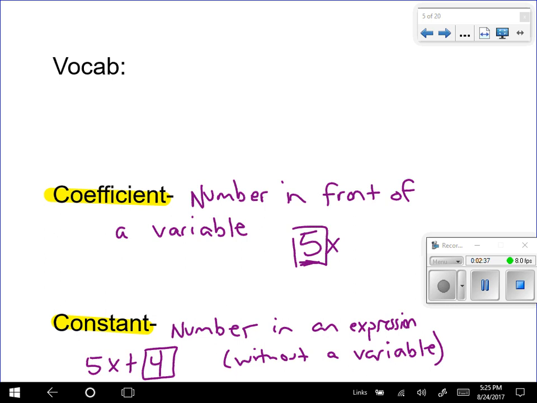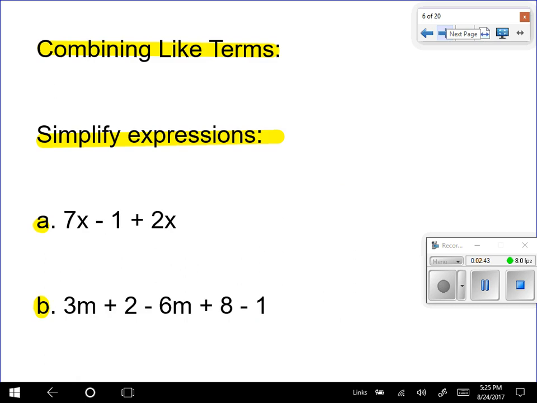Those are just added vocabulary I want you to know as we move forward, because we're going to talk about combining like terms. You've probably seen this last year. We're going to start with expressions, not specifically equations, because we want to practice how we would simplify each side of an equation before we go on to actually solving these equations.